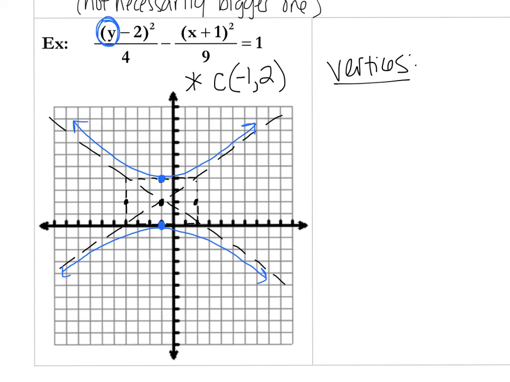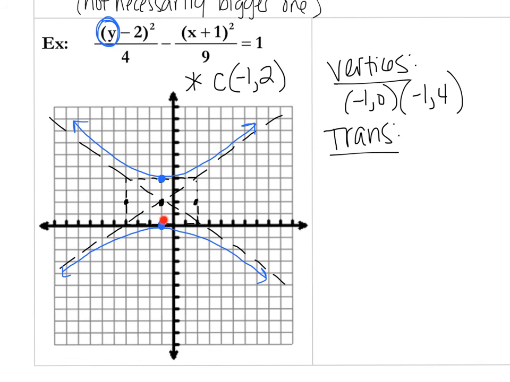Okay, so let's talk about what the vertices are. What are those y values? I have -1, comma 0, and I have -1, comma 4. So those are the two blue dots that I used. The transverse axis connects them. So this time it connects your blue dots, and that length is 4. The conjugate axis is the other one, and that length is 6.